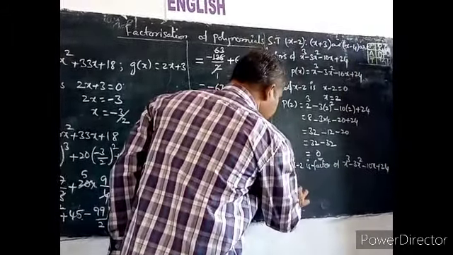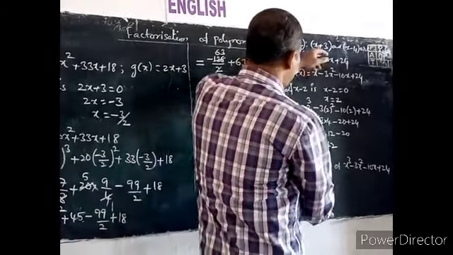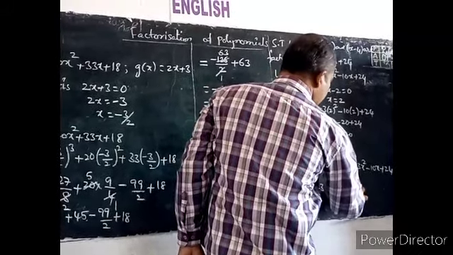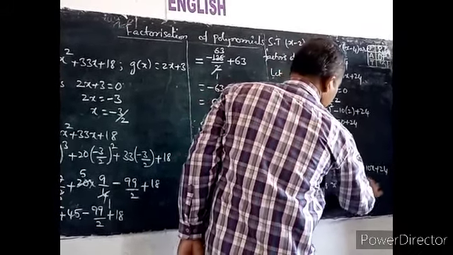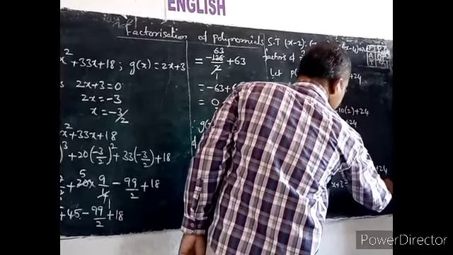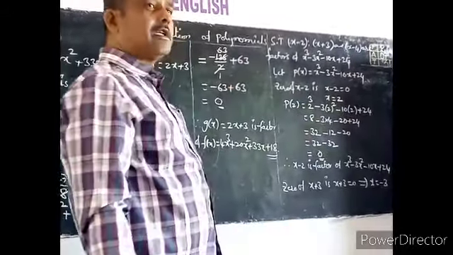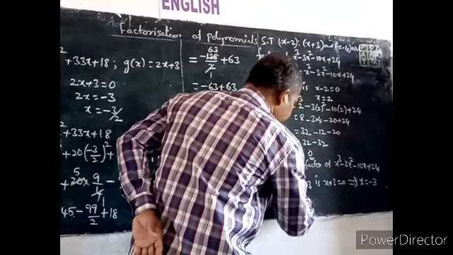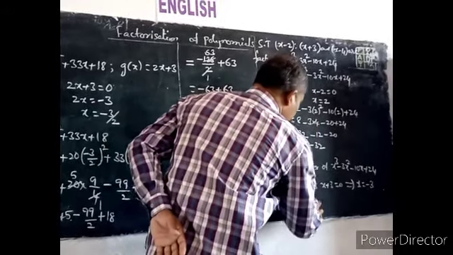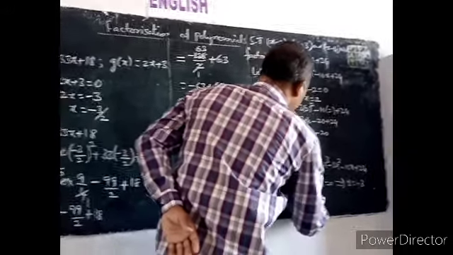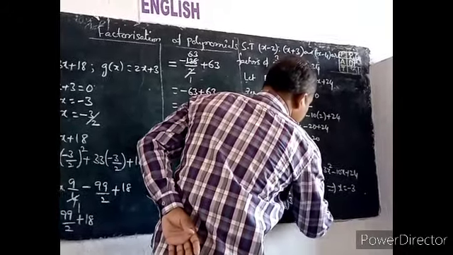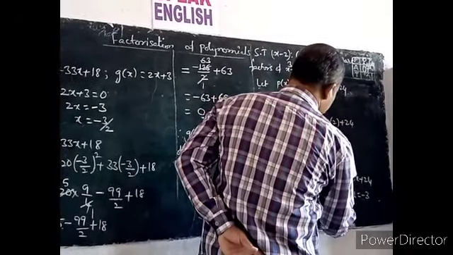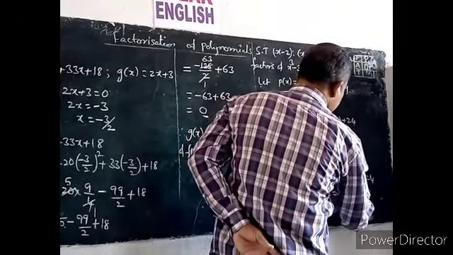Now next, what is the next one? x plus 3 equals 0, which implies x equals minus 3. Plus 3 will be transposed, then it becomes minus. Now find p of minus 3. So minus 3 whole cube minus 3 into minus 3 square, next minus 10 into minus 3 plus 24.